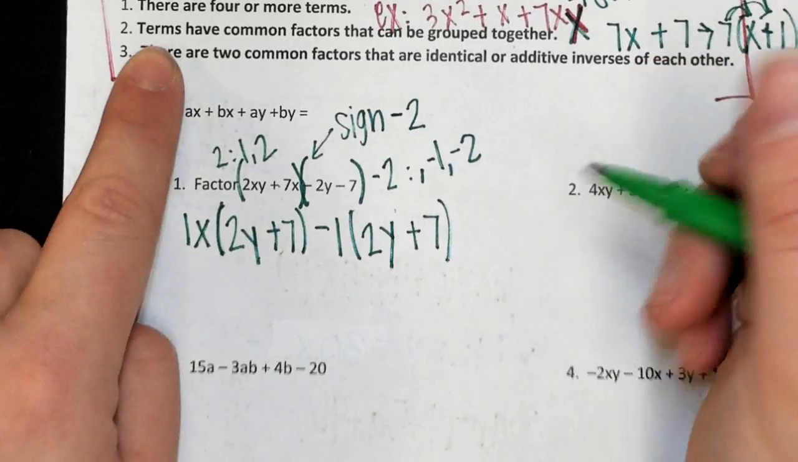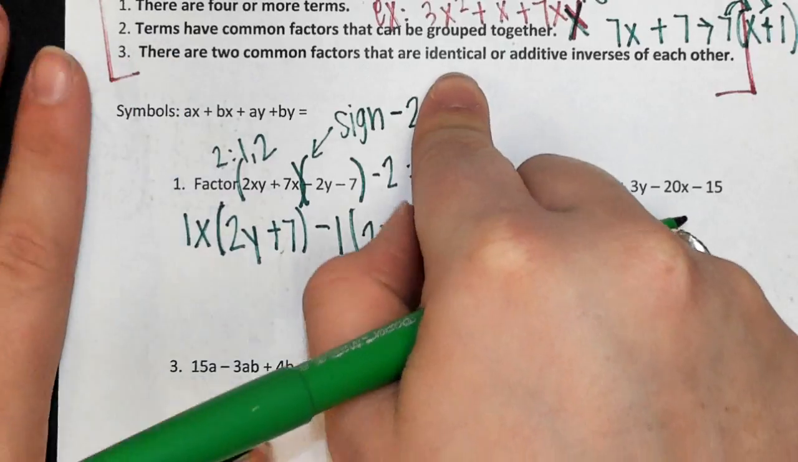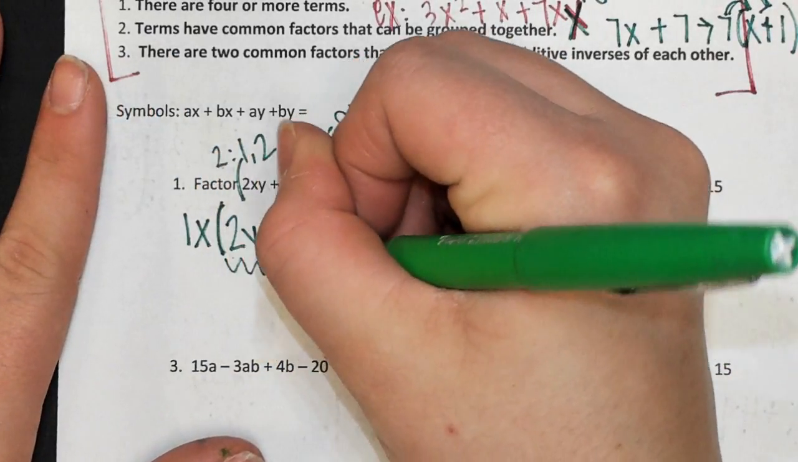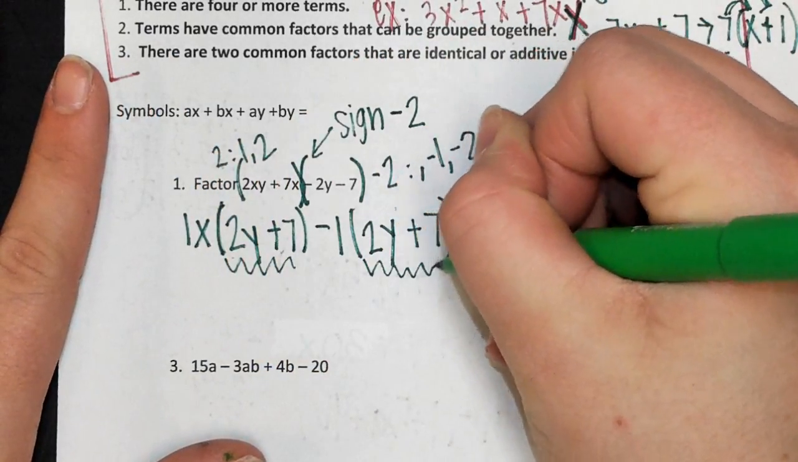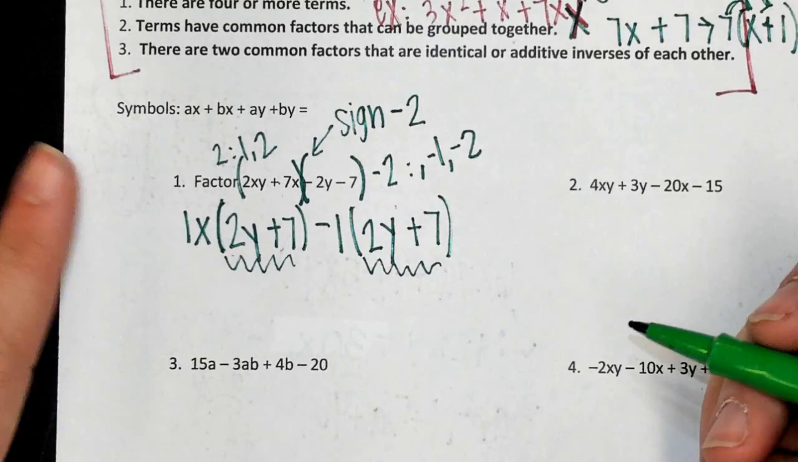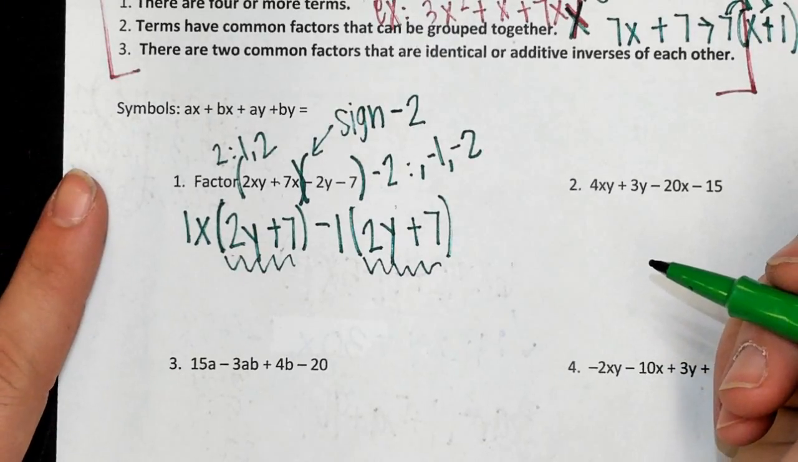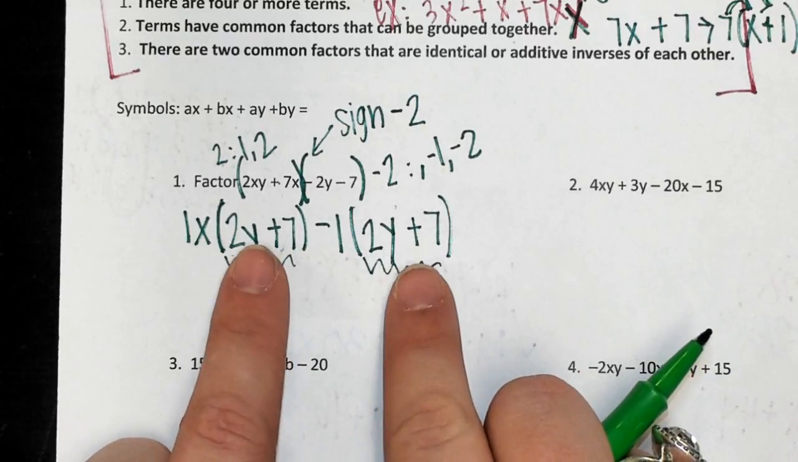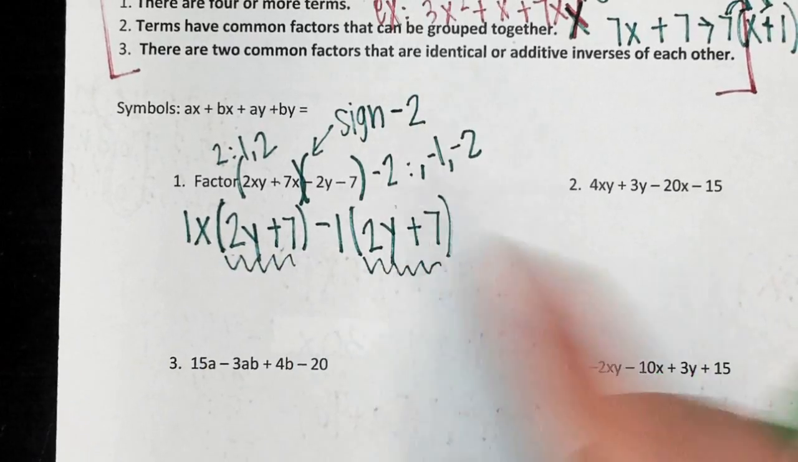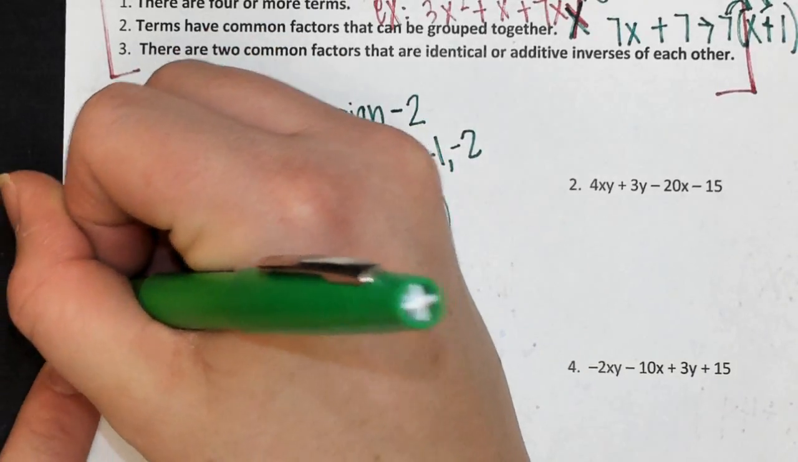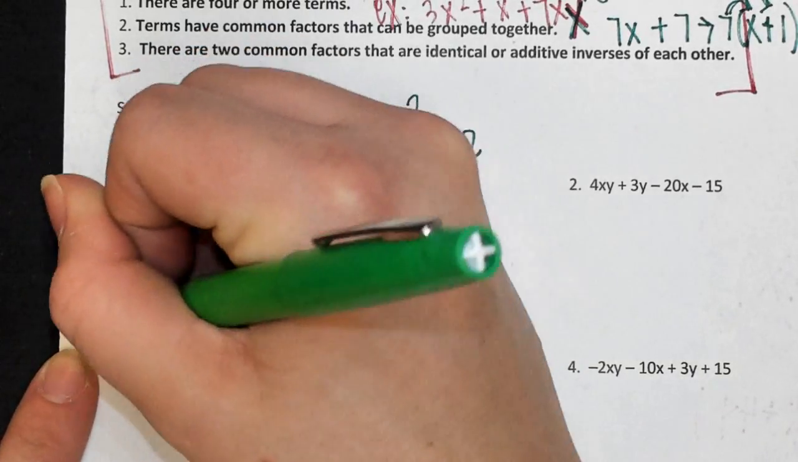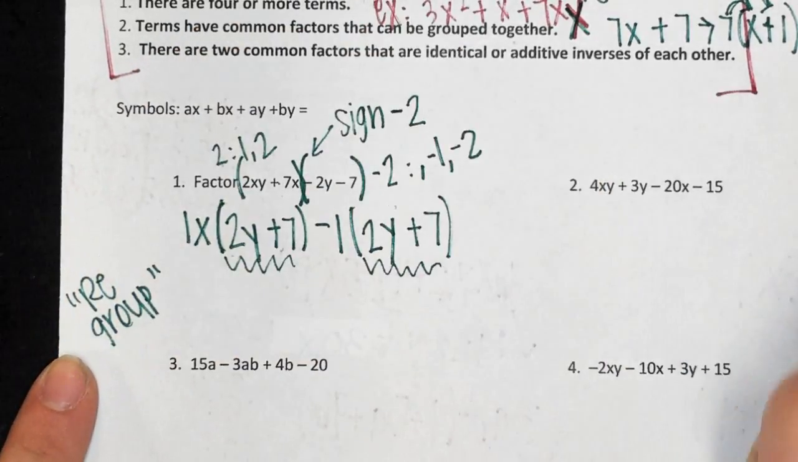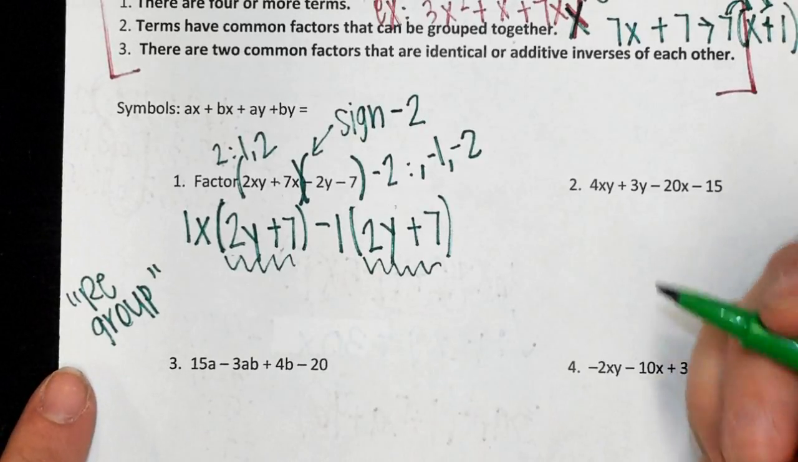Now what I meant by rule 3, 2 common factors that are identical. This is the same thing as this. Then I know I'm on the right track. Our whole goal is to make these look the exact same. So now we need to regroup.